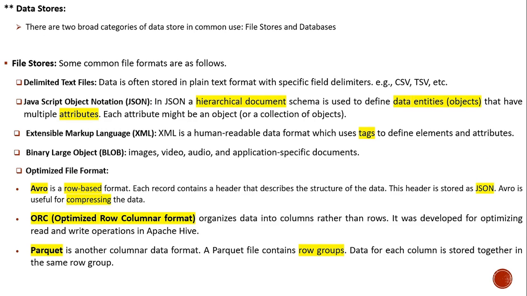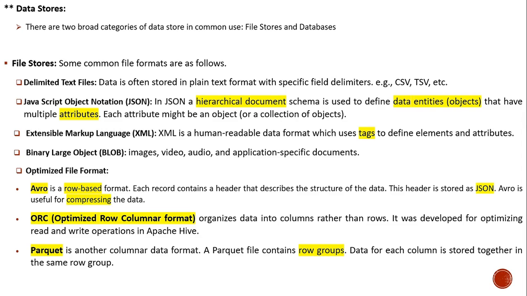So the next one is the data stores. So there are 2 broad categories of data stores. First one is the file stores, and next one is the databases. So talking about the file stores, so first is delimited text files. So what is delimited? Delimited means there is some type of delimiter. For example, CSV files, TSV files. So CSV means having comma separated values, TSV means having tab separated values. So comma separated means comma is a delimiter for this type of files.